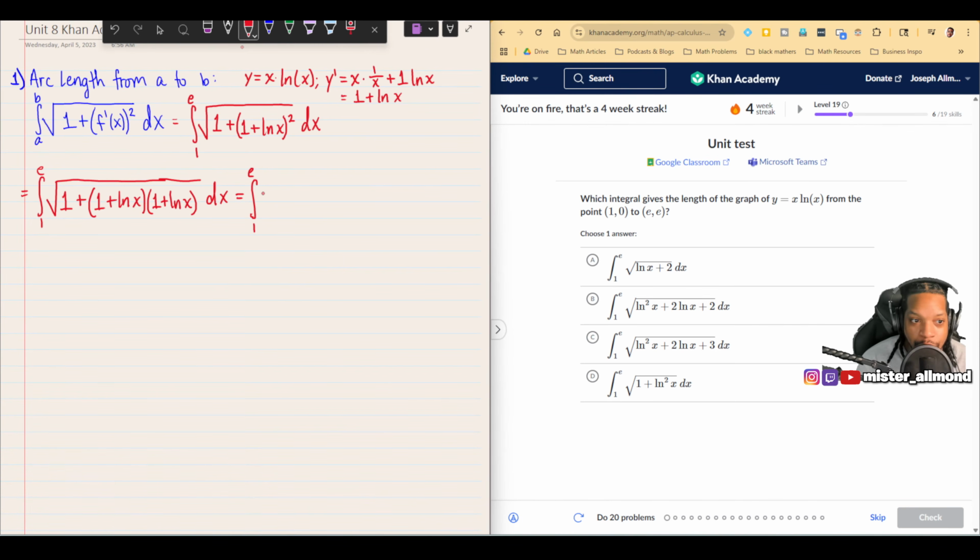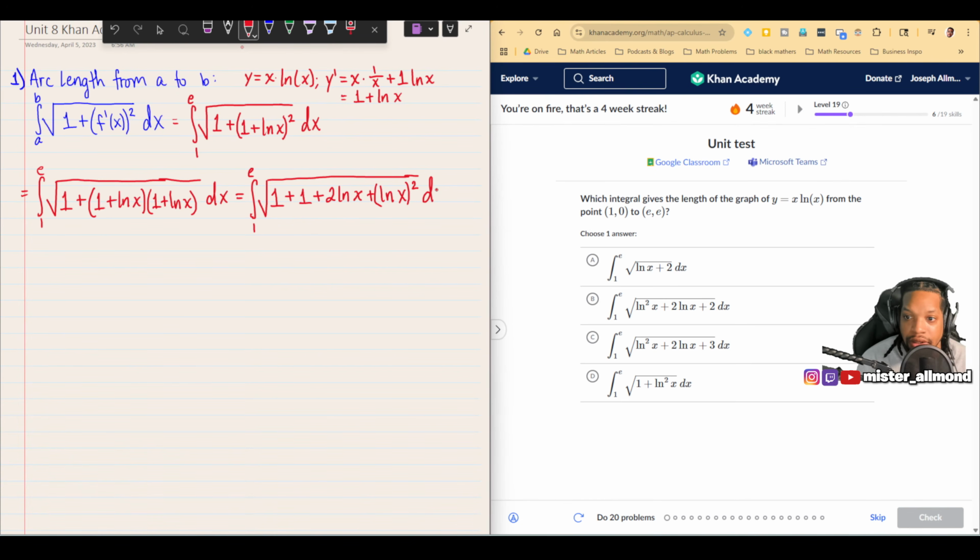So this will be the square root of, we'll go 1 plus. All right, if I go FOIL, this will be outer. No, that's my first. My outer would be ln x times 1. My inner would also be ln x times 1. So when I combine those, that'll give me 2 ln x. And then plus my last will be ln of x, this whole thing squared, dx.